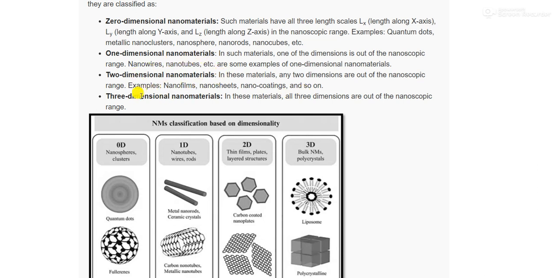Now let us see the three-dimensional nanomaterials. In these materials, all three dimensions are out of the nanoscopic range. So there is no confinement of charge carriers along any of these dimensions, because all the three dimensions are out of the nanoscopic range, that is, greater than 100 nanometer. Therefore we say that it is a bulk nanomaterial.